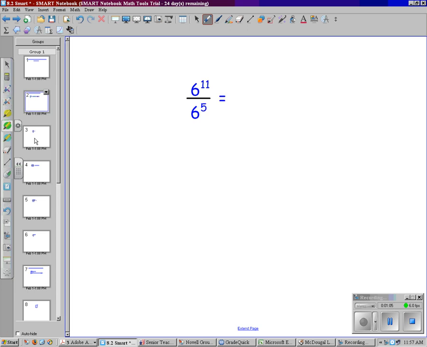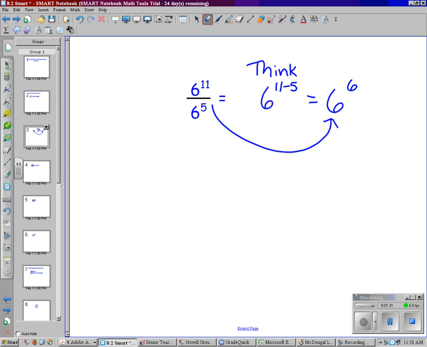So let's look at this property with 6 to the 11th over 6 to the 5th. What you should be thinking along the way is 6 to the 11 minus 5. That's what you should be thinking. 11 minus 5, class, is 6. So we're going to have 6 to the 6th power. I would expect you to go from that problem directly to the answer and write it, not to put down the thinking part of it.